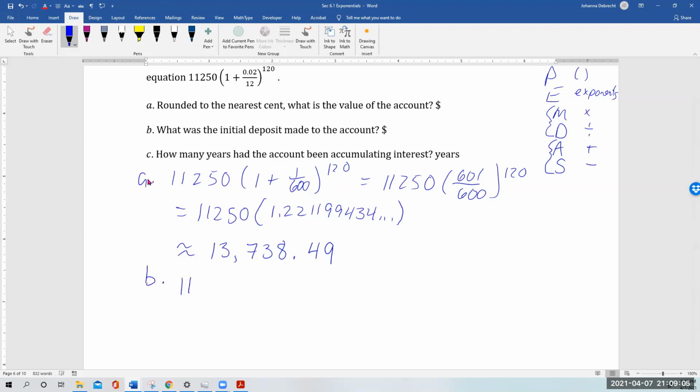The part that is preceding the base is going to be your initial amount. In this case, the 11,250.